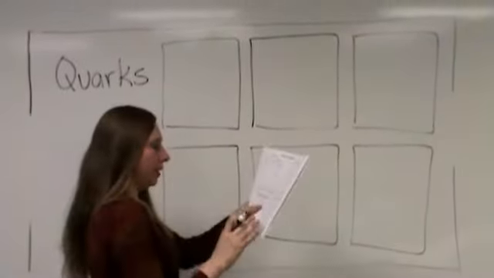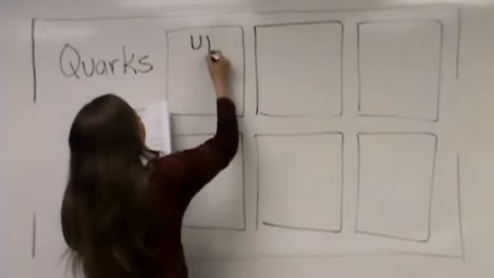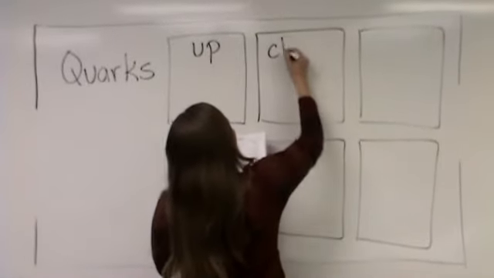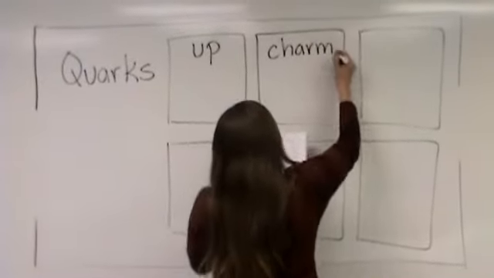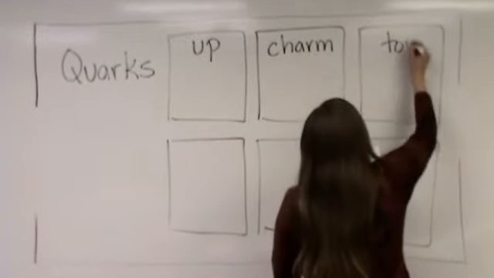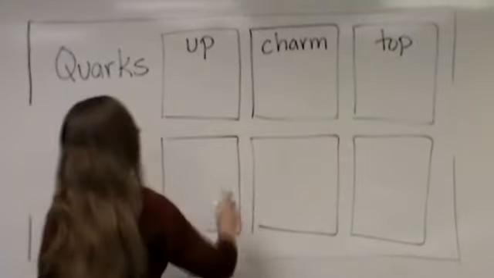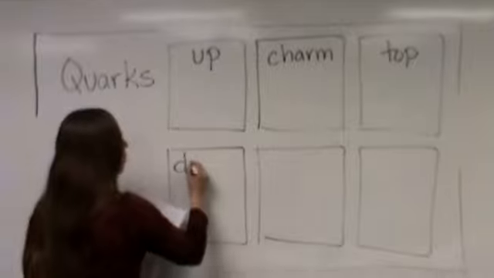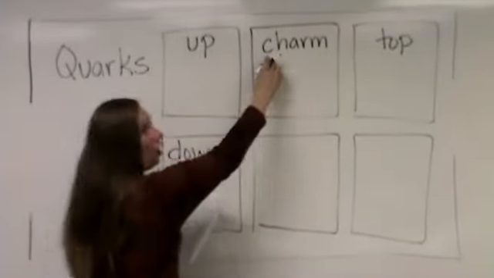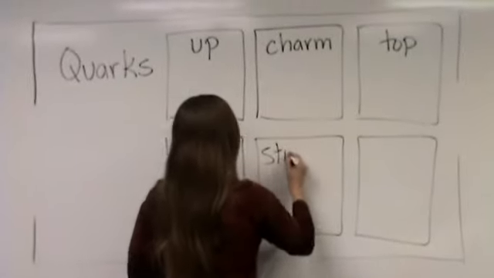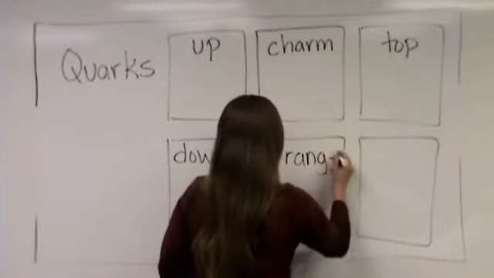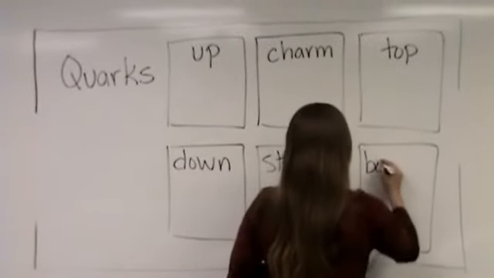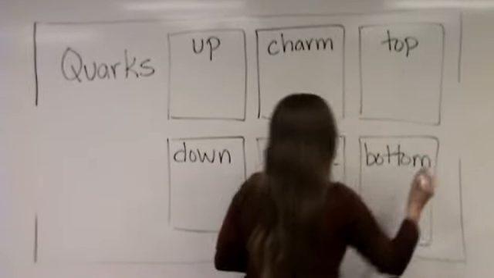So what have we here? We have up quarks and charm quarks. We have the top quark, right? Up quarks, down quarks, charm quarks and strange quarks, top quarks and bottom quarks.